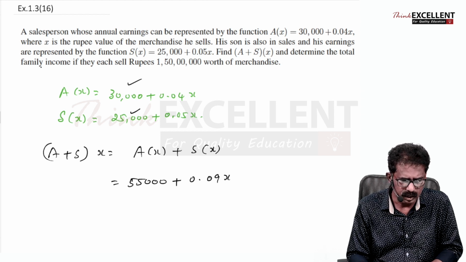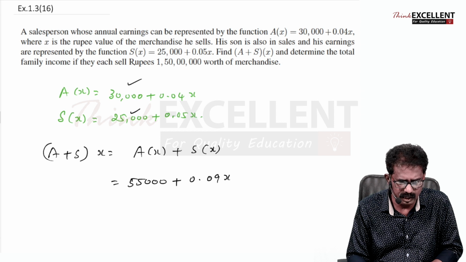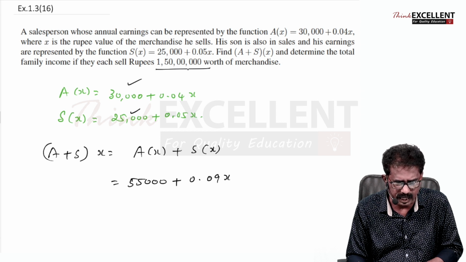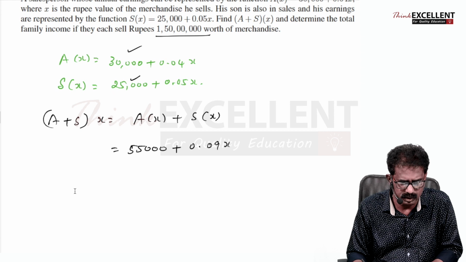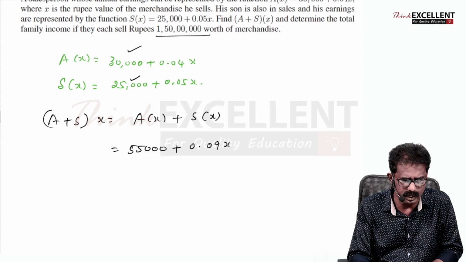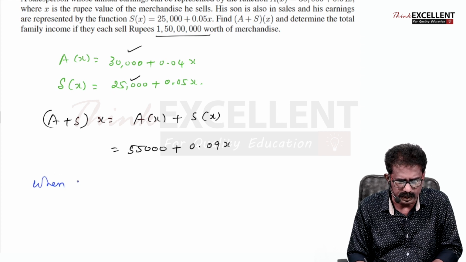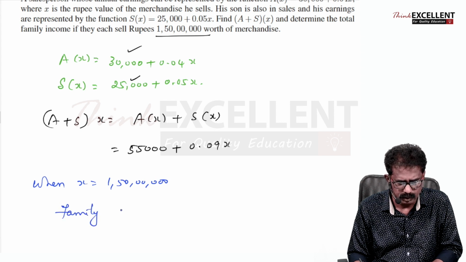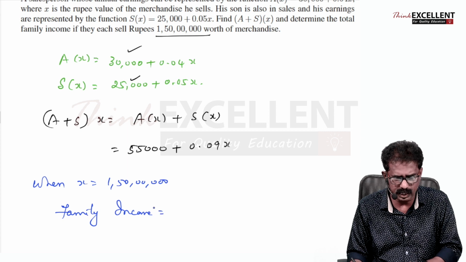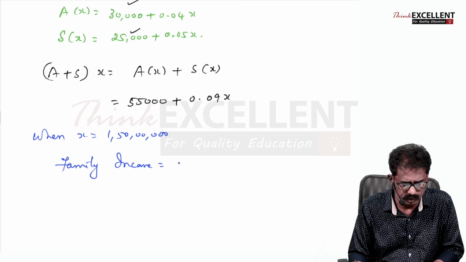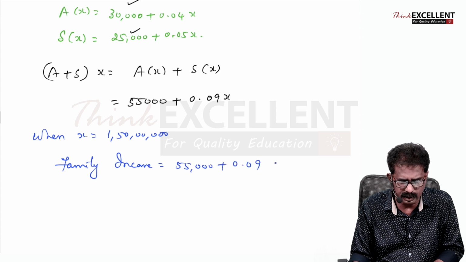And determine the total family income if they sell rupees 1 crore 50 lakhs worth of merchandise. So when x is equal to 1 crore 50 lakhs, you substitute here. Family income means both their incomes you have to add, okay? So 55,000 plus 0.09 into x, 1 crore 50 lakhs.